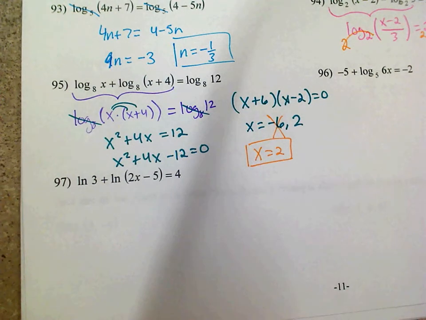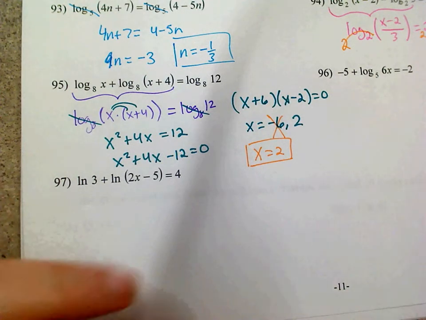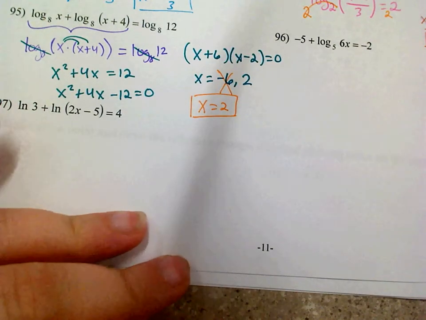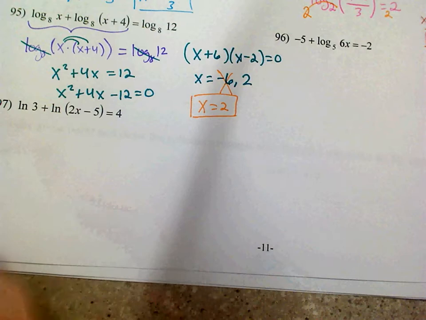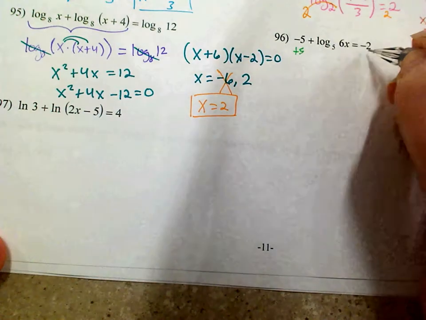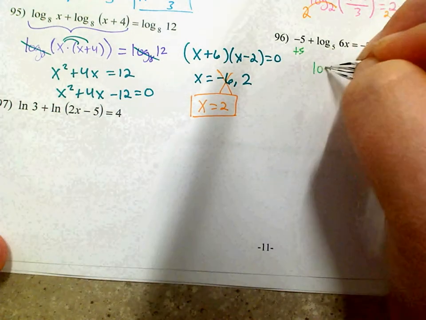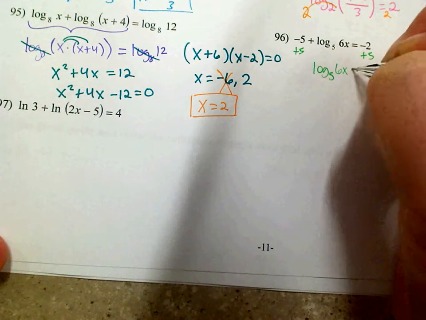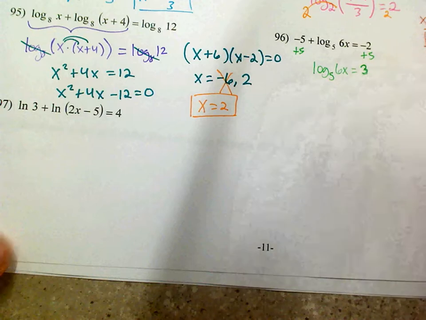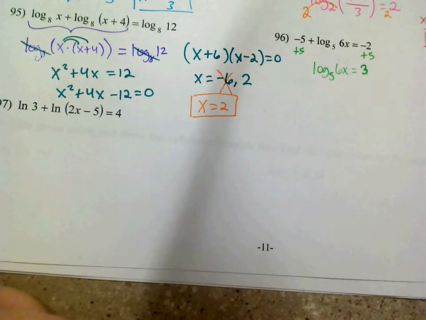Okay. Number 96. I have one logarithm on the left-hand side, and I've got some other stuff going on, so let's get the log by itself. So first I'm going to add 5. Log base 5 of 6x equals 3. The inverse of a logarithm is an exponential. The inverse of log base 5 is 5 to the, so we're going to raise both sides to the power of 5.